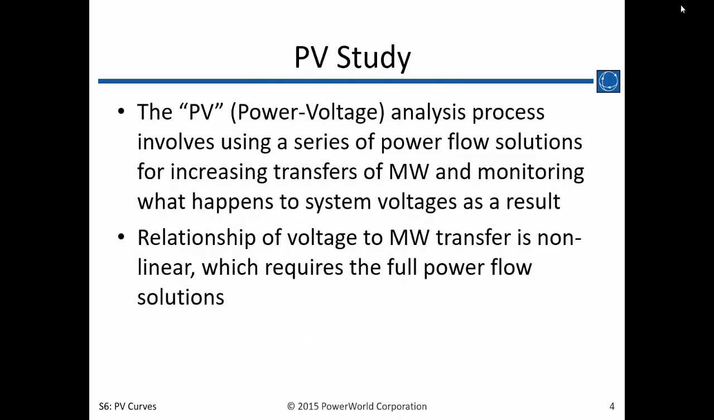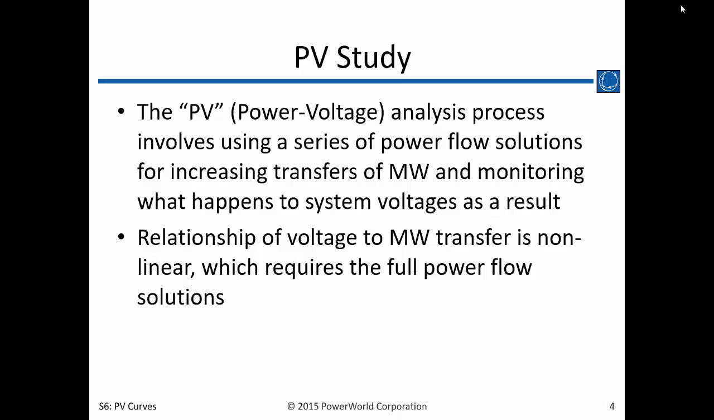So we're going to focus on a PV study, or power voltage study, for the current section S6 that we're looking at now. This process involves using a series of power flow solutions for increasing transfers of megawatts and monitoring what happens to the system voltages as a result. The relationship of voltage to megawatt transfer is nonlinear, which requires a full power flow solution. What this means is that we're going to be doing an iterative process where we're repeatedly solving power flows for transfers, or incremental transfers, between a source and a sink. And it's going to be a full AC power flow for each iteration.